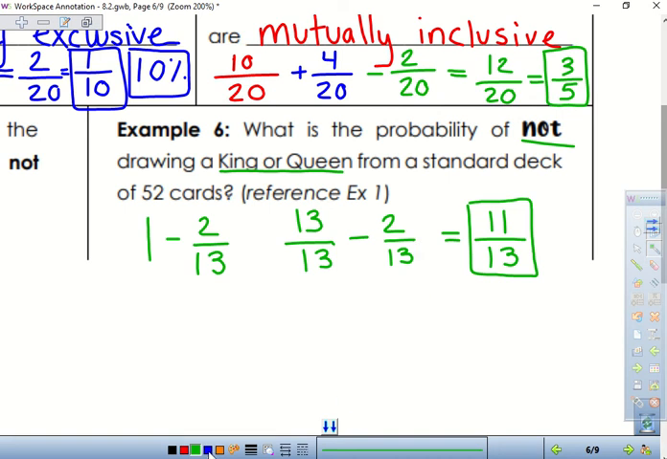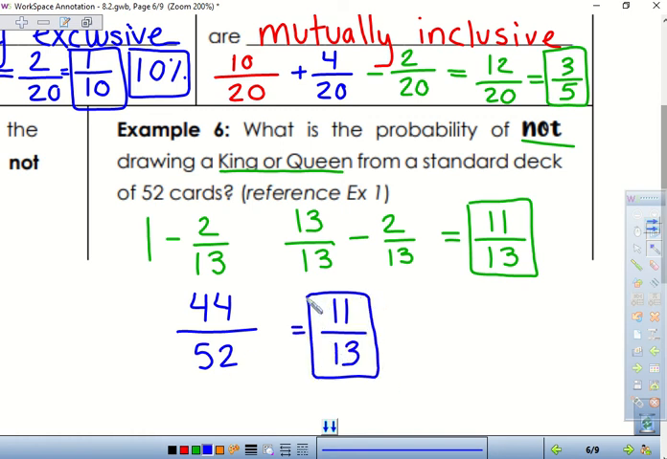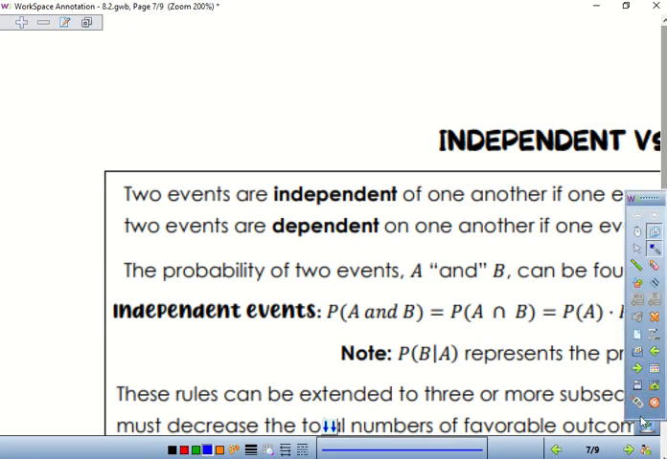Now here's another alternative on how to do this. How many cards in the deck are kings and queens? 8. So how many are not kings and queens? 44 out of 52, which reduces to 11 over 13. So that's two ways to do it. That makes sense? Okay. Let's move on to independent versus dependent events.